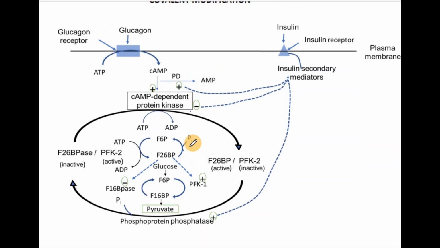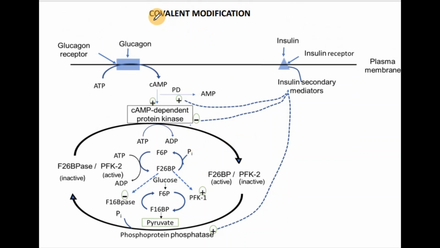As we discussed earlier, covalent modification means that we introduce a new covalent bond in the system, or we remove a covalent bond in the system. In enzyme control, the main group used is the phosphate group. So here we introduce a new phosphate group, or we cleave a phosphate group. When we have a lot of glucose in the body, a hormone called insulin is released. When we are deficient of glucose, a hormone called glucagon is released.